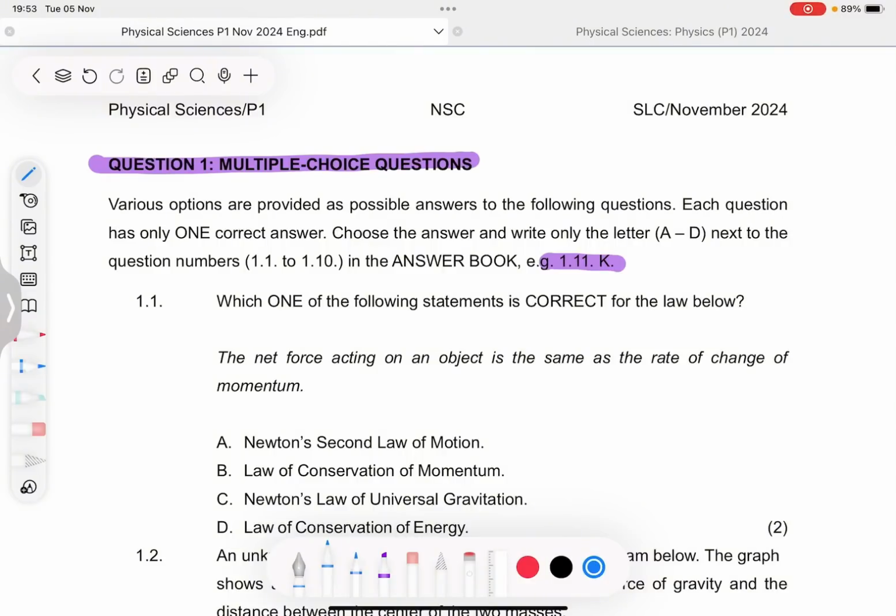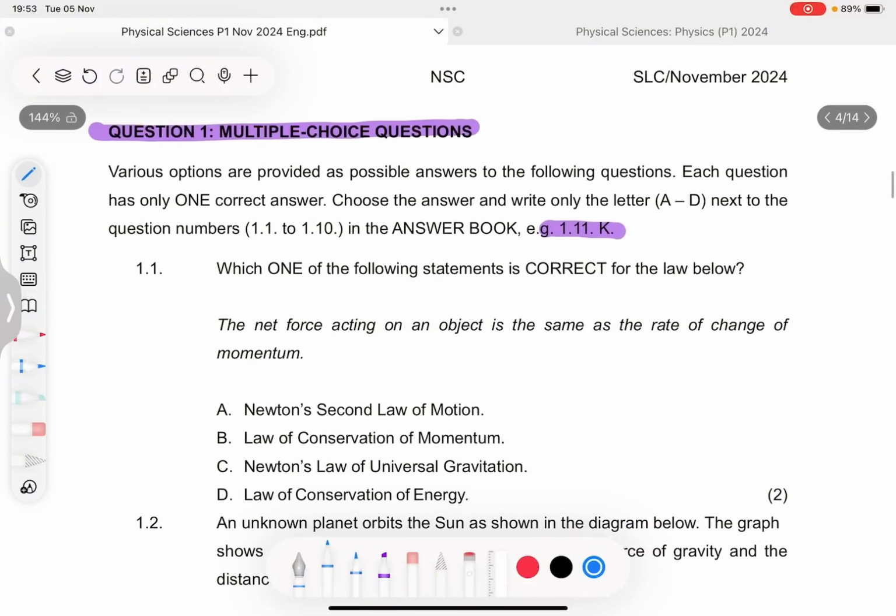Let's jump into our question 1. Question 1 says here, which one of the following statements is correct for the law below? So already they tell us that what they've given us here is a law. And then we are looking for the correct statement for this law. The law reads as follows.